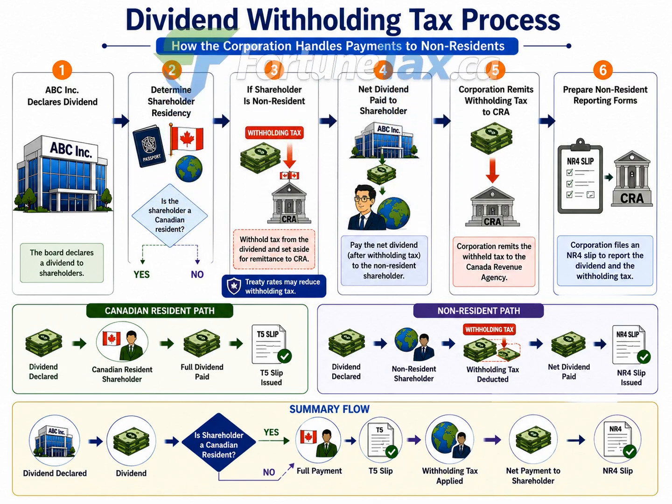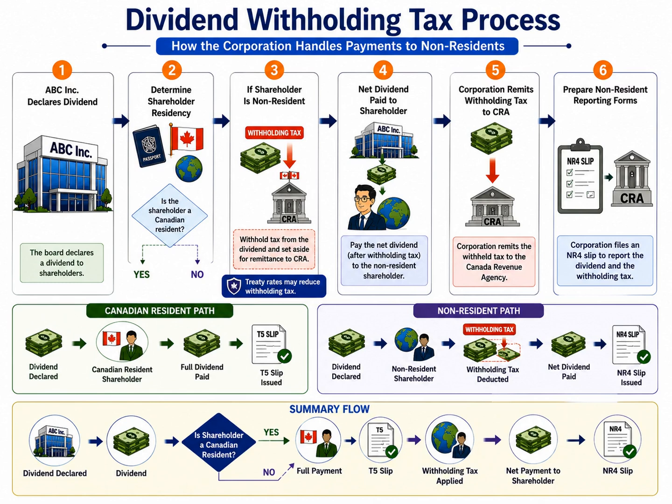The amount withheld does not stay with the corporation. It must be remitted to the Canada Revenue Agency on behalf of the non-resident shareholder. In many situations, Canada's tax treaties with other countries may reduce the withholding tax rate, so the corporation should verify whether the shareholder is entitled to treaty benefits before applying the withholding. After the payment has been made and the tax has been remitted, the corporation completes its reporting obligations.